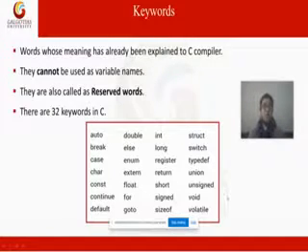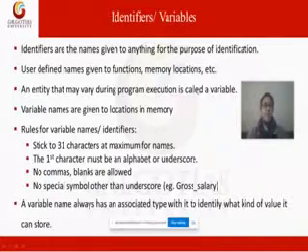Now, proceeding on, identifiers and variables. Identifiers are the names given to anything for the purpose of identification. Like I have a name, Varsha. You might have your name, right? Everything has a name. That is how we identify things. So identifiers are just the same. Whether you're creating a function and giving it a particular name, or you're creating a variable, or you want to give a specific name to a memory location.